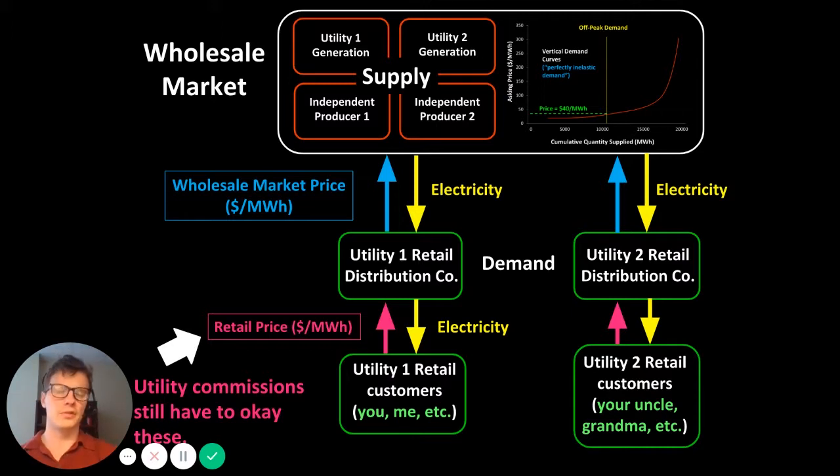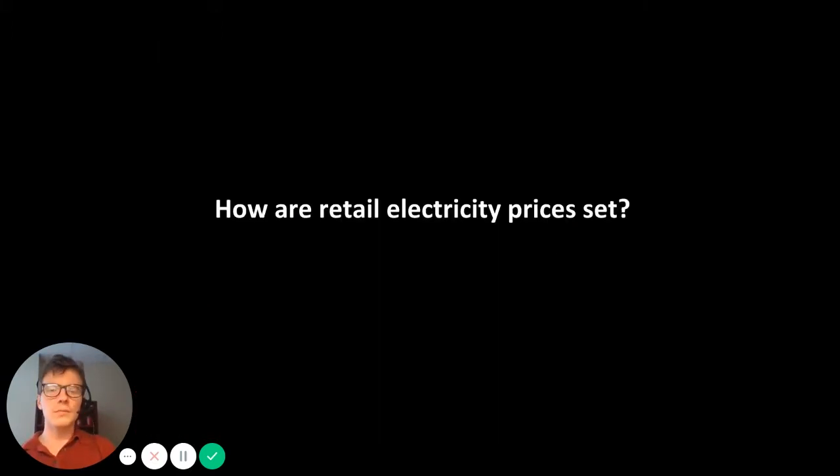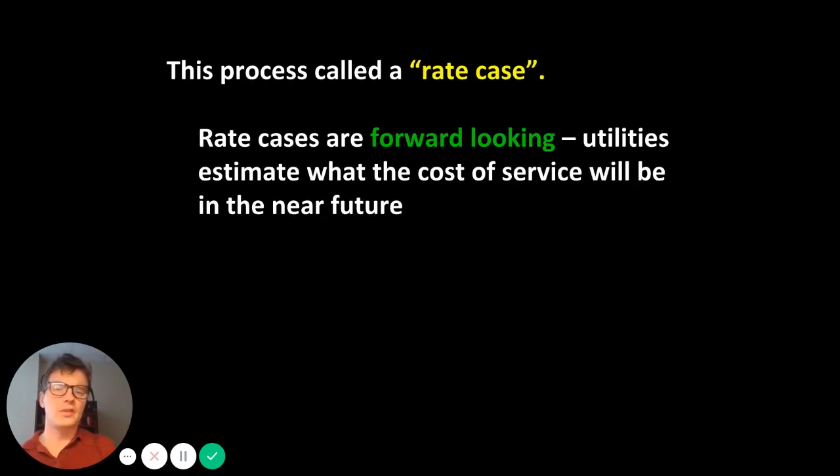A retail electricity market is the exchange of electricity and money between a retail distribution company and retail customers. And so retail customers pay a different price, a retail price, to retail distribution companies. And that retail price has to be set in coordination with utility commissions. So how are retail electricity prices set exactly? So the process, again, is called a rate case.